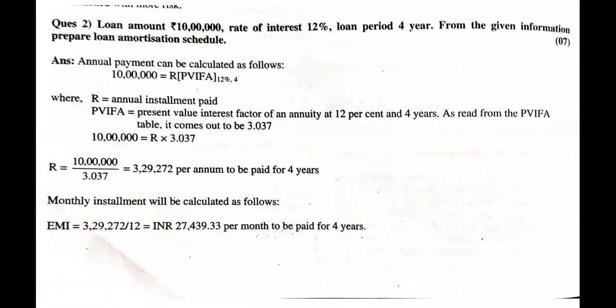Now 10 lakh equals R into 3.037. So we want R here. We want the annual installment. So R equals 10 lakh divided by 3.037. That will be 3,29,272 per annum to be paid for 4 years. And the monthly installment is 3,29,272 divided by 12. So it will be 27,439.33 per month to be paid for 4 years.